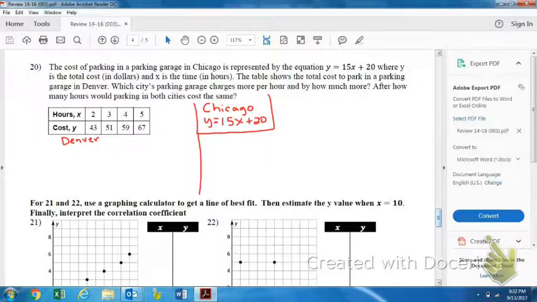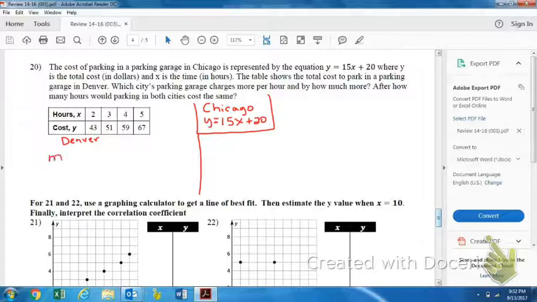Okay. It says which city's parking garage charges more per hour and by how much more? After how many hours would parking in both cities cost the same? Okay, so we have Chicago's equation already. We've got to find Denver's. So we've got to find the slope first.